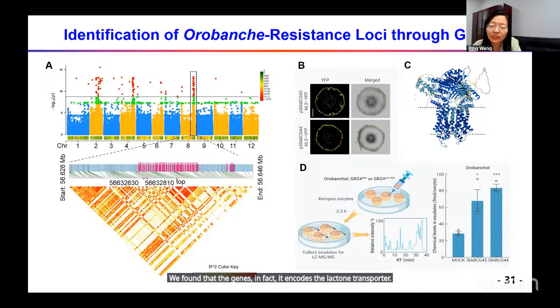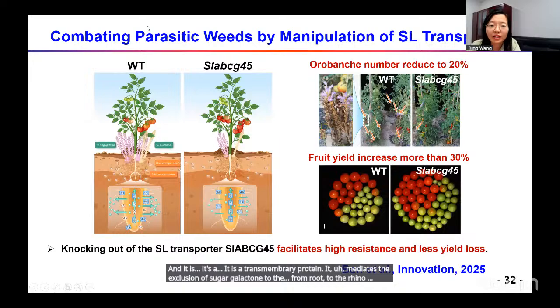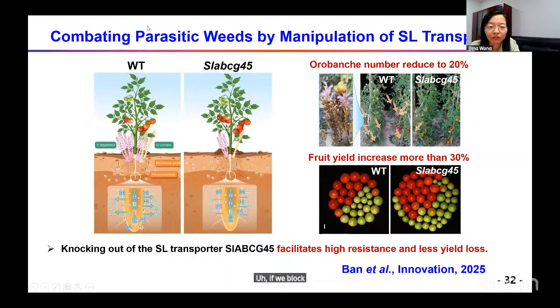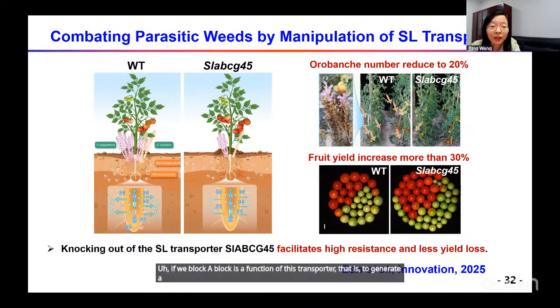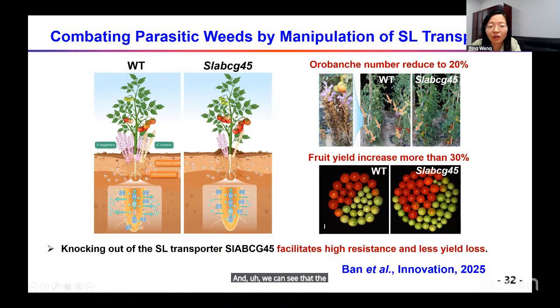The transporter is mainly localized in the root epidermis, and it is a transmembrane protein. It mediates the exclusion of strigolactone from root to the rhizosphere. If we block the function of this transporter, that is, generate genome editing plants, we can see that the mutant plants have a very good phenotype.